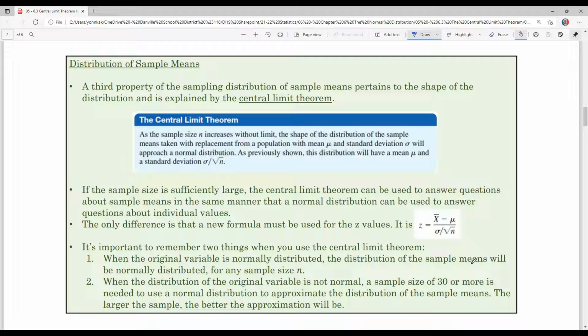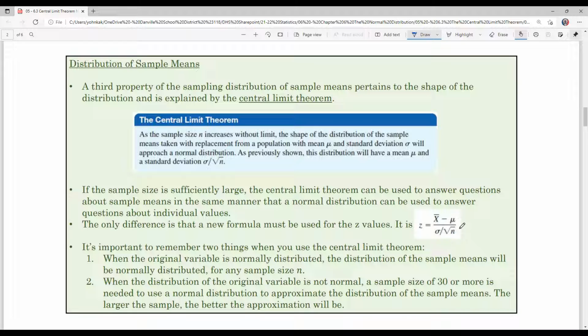If the sample size is sufficiently large, then the central limit theorem can be used to answer questions about the sample means in the same manner that a normal distribution can be used to answer questions about individual values. The only difference is that a new formula must be used for the z values. And here's our new formula: the z-score is found by taking x bar minus mu and dividing by sigma over square root n.